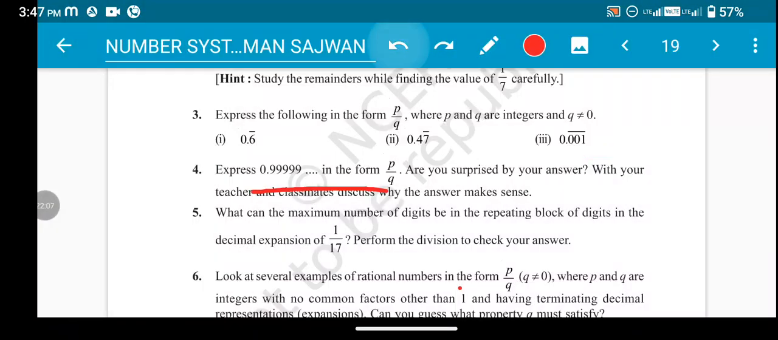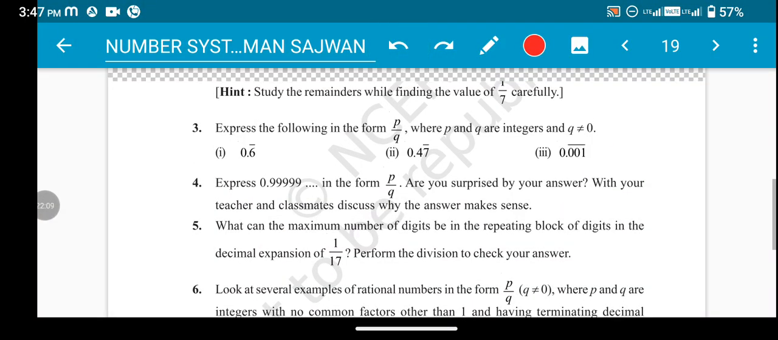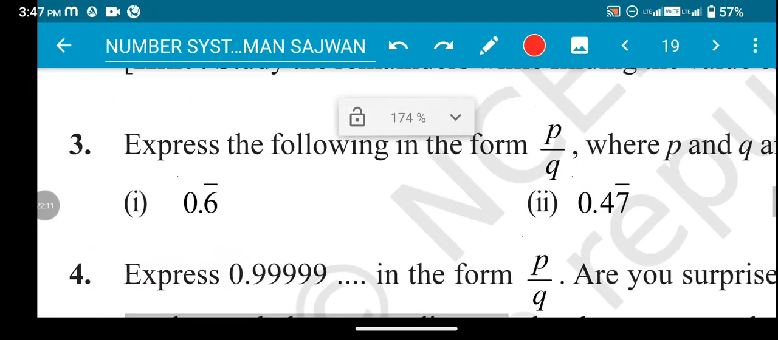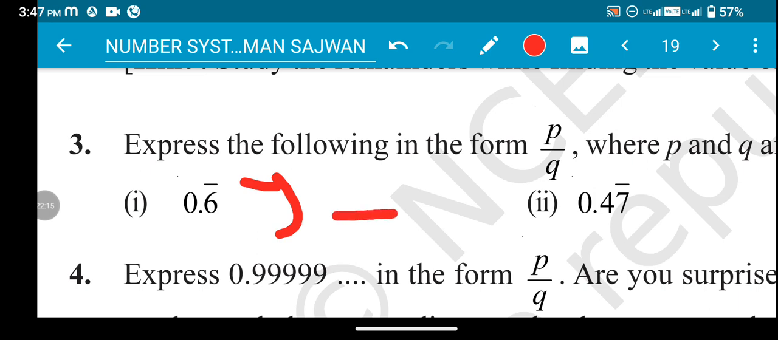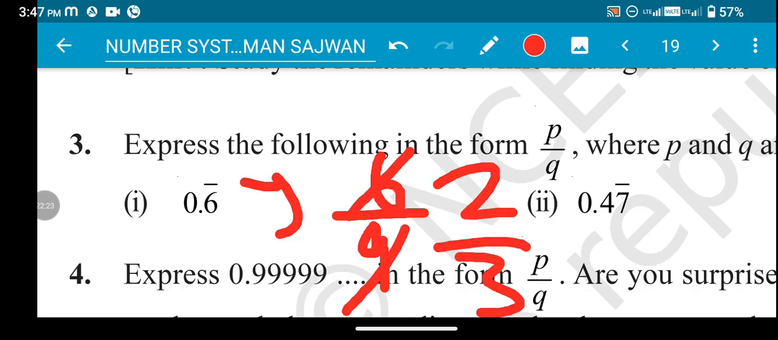Now 0.6 bar is there. So what will you perform? 0.6 bar is there. So first you will write 9, and there is nothing before it, so 6. So the answer will be 2 upon 3. Here what will come?